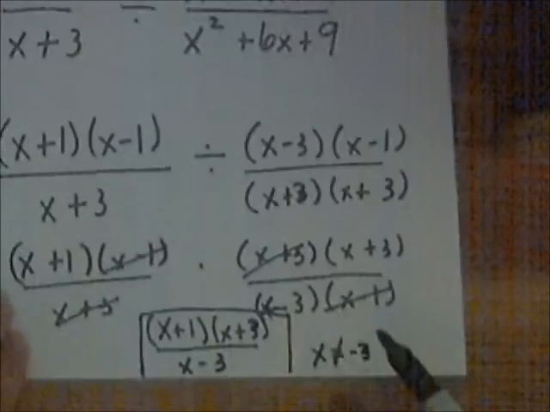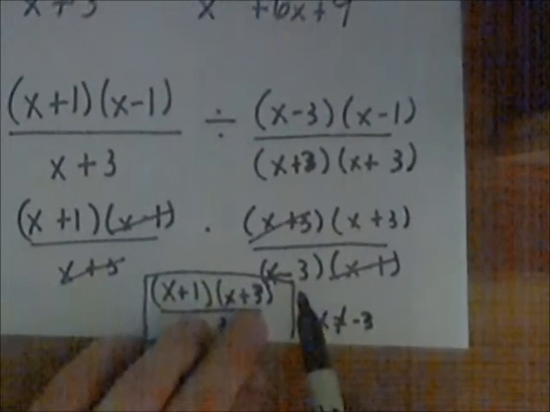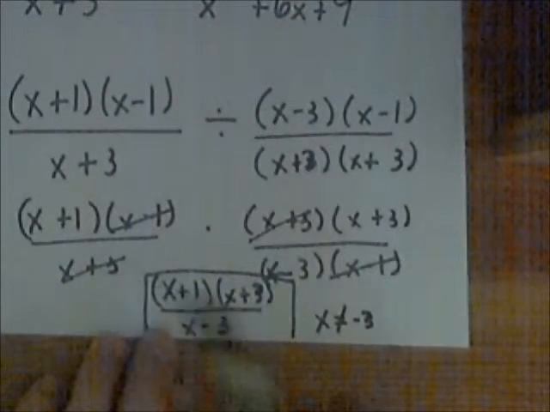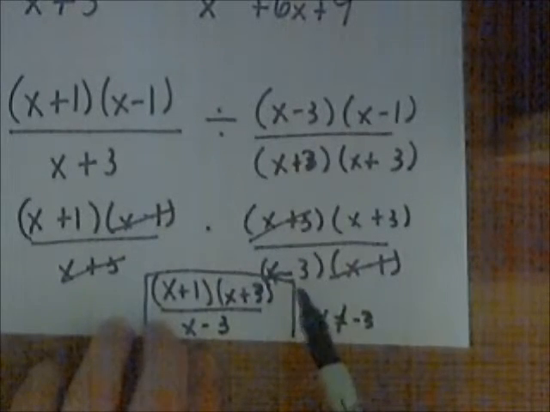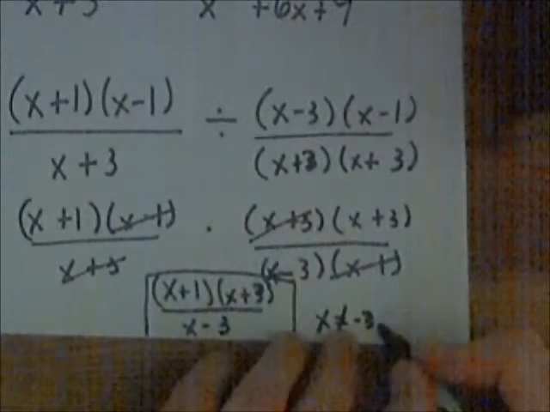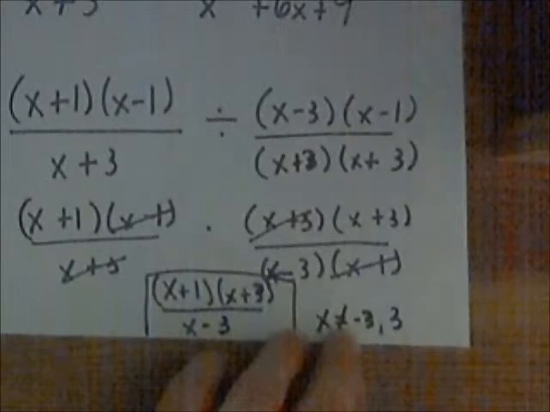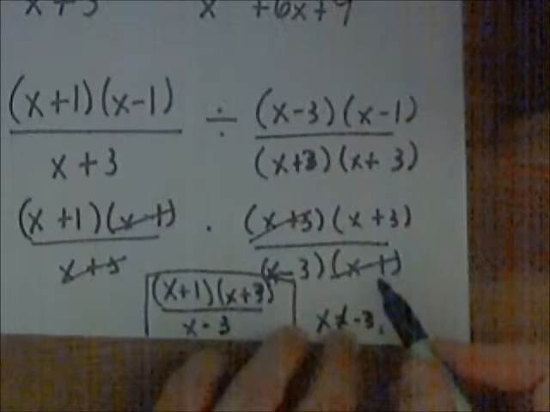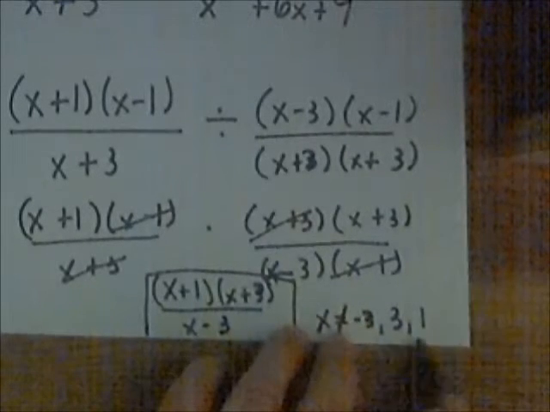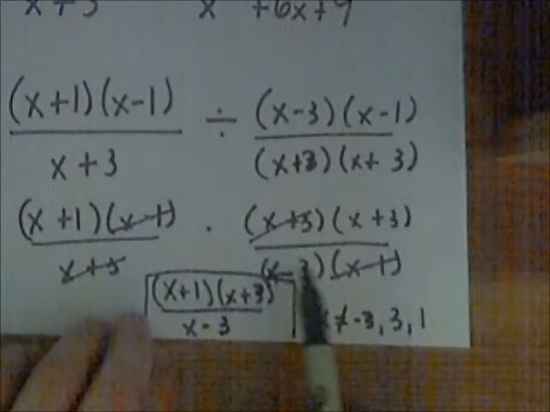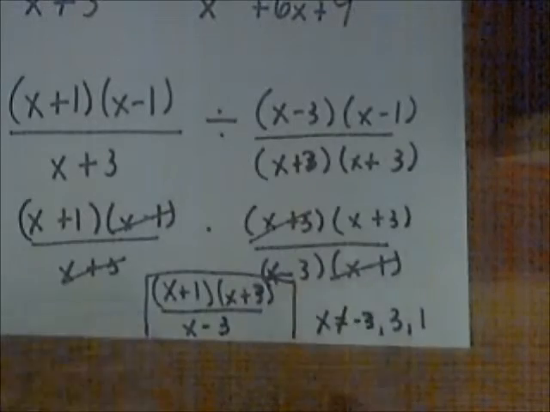But after you flipped it, we pick up two more excluded values. Still the same one over here. We've already mentioned -3. But what would you get if you set x minus 3 equals 0? Well, you'd get +3. So x cannot equal +3, and x also cannot equal +1. Because if x were either 3 or 1, it would make this denominator be 0, and you can never have a 0 denominator.